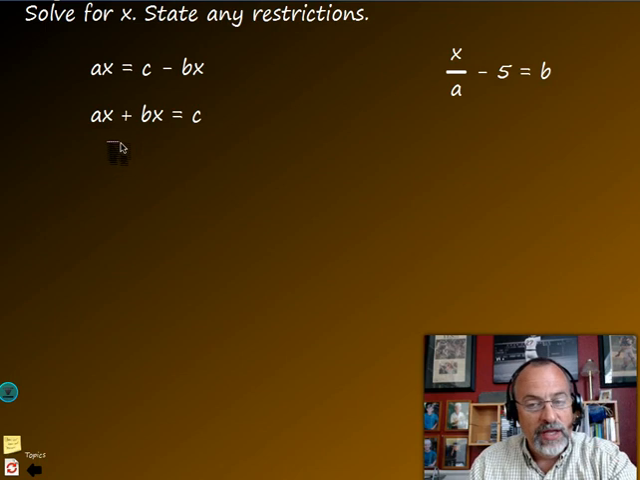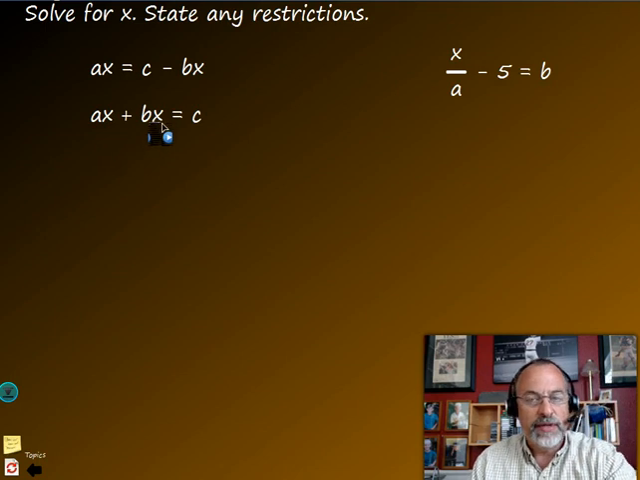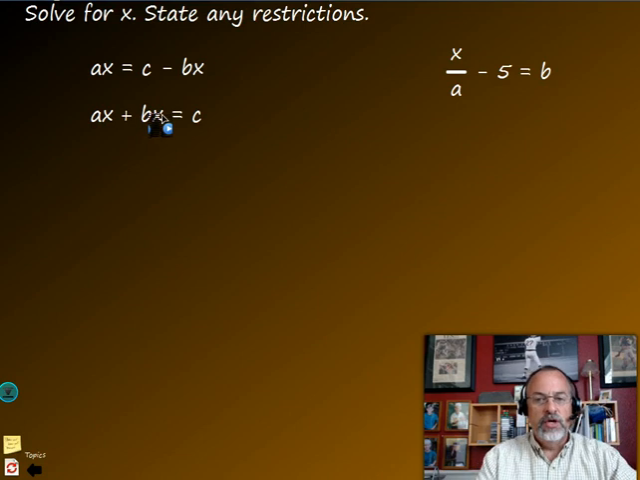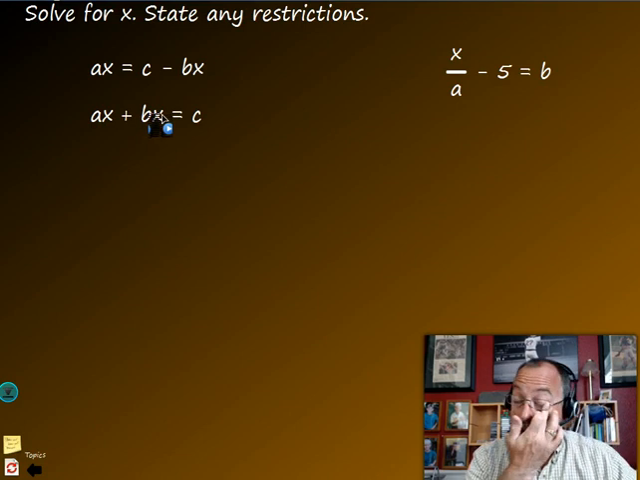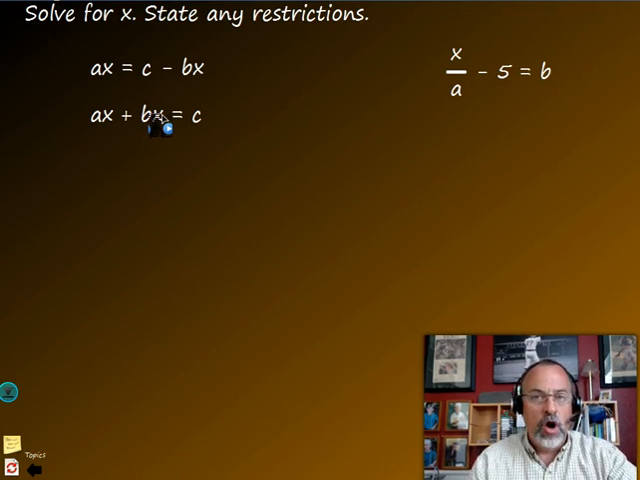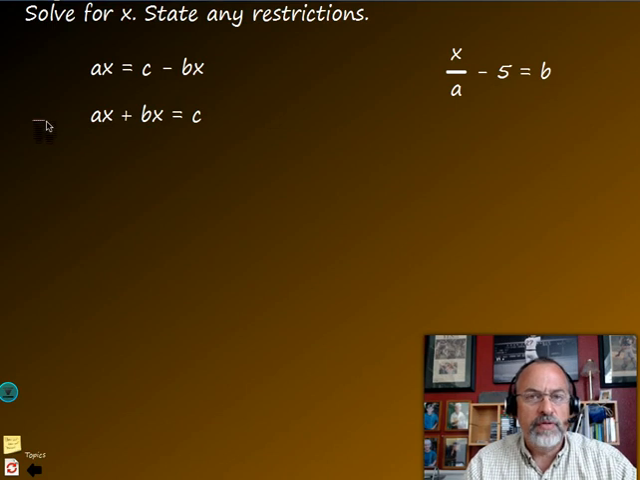Now, here's that step in between. Before we divide, I notice that the x's are in common, and this is what's always going to happen, because if you're getting all the terms with the same letter on the same side, that x is going to be common, so you're always going to be able to use the distributive property in reverse.